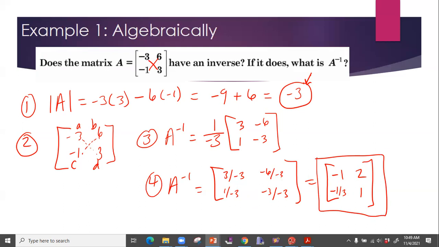So we found the determinant. We identified our A, B, C, D. We plugged into the formula and we multiplied. Questions, comments, concerns?